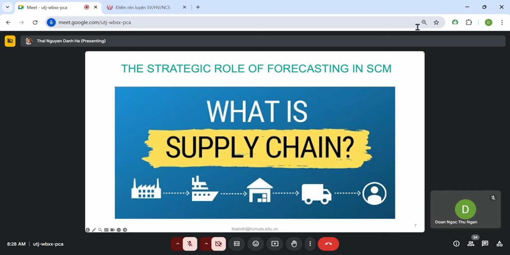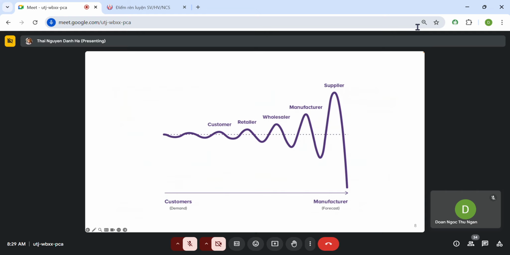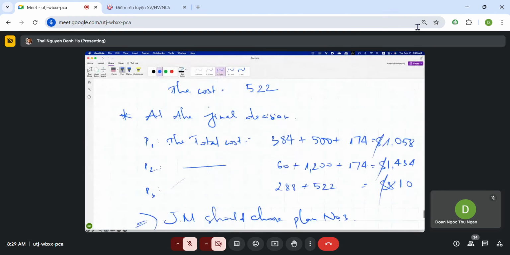Before we go into the detail of this chapter, I'm going to remind you about the supply chain again, because forecasting is the method we use to solve the problems that occur in the supply chain. Like I explained on the first day of our class, what is the supply chain, and why did the supply chain appear in our life? It is the way the supply chain occurs in the company, in the market, or in our life.